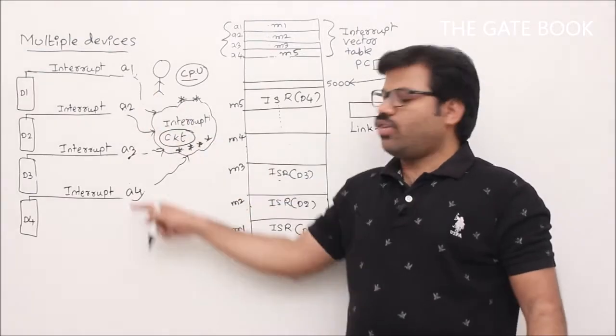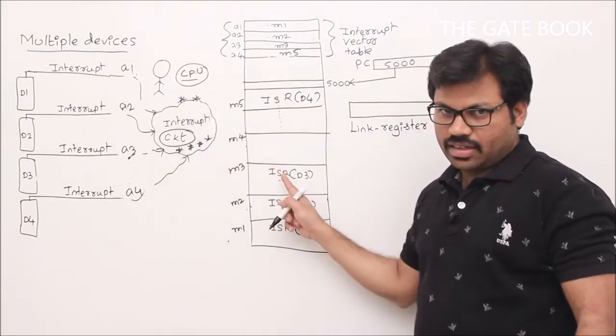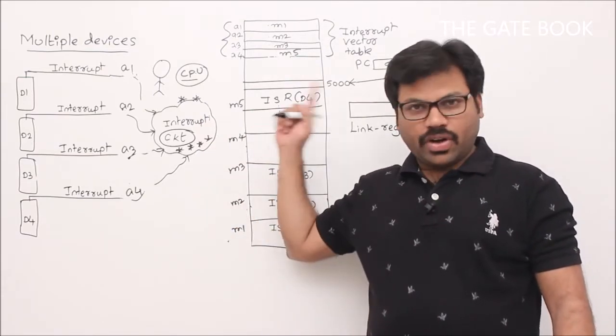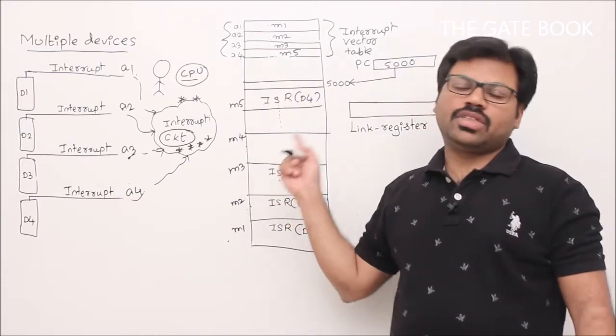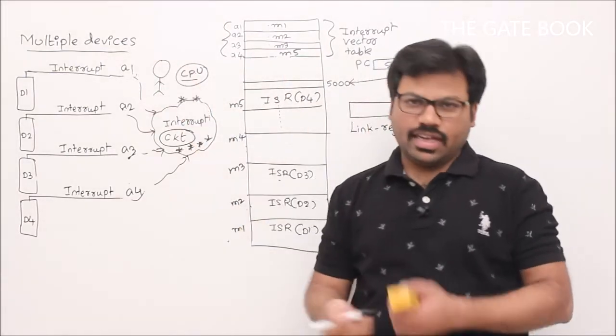Finally, this A1, A2, A3, A4 are called interrupt vectors. They are either direct addresses of those interrupt service routines, or pointers to the addresses of the interrupt service routines. That's it. That is about multiple devices and handling them, correct?